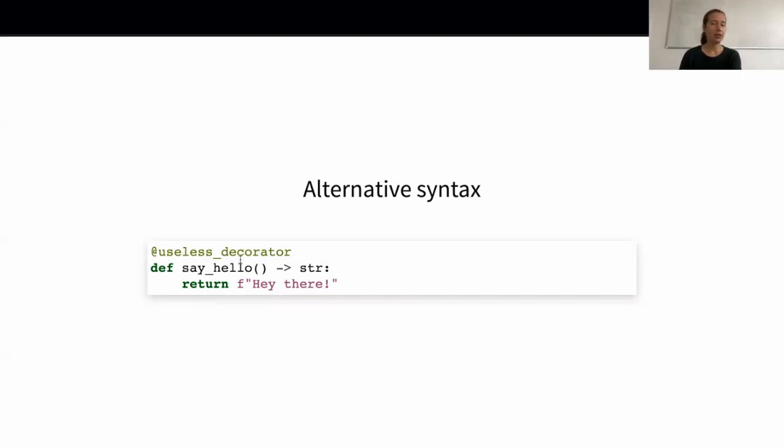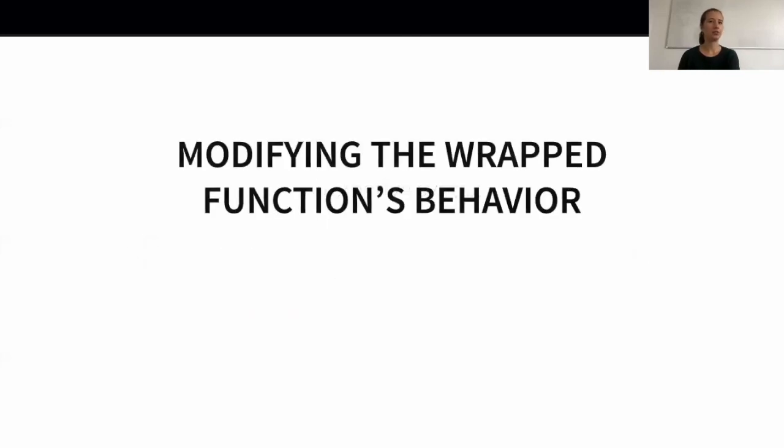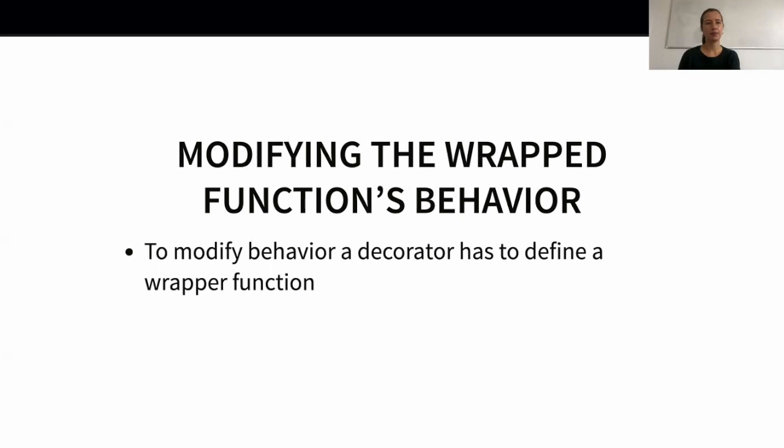Right now, our decorator only returns its input function, so the behavior of the sayHello function isn't changed at all. This is, of course, not particularly useful. So let's take a look at how we can extend or modify the behavior of the wrapped function. When we want to modify the behavior of the wrapped function, our decorator must be a little more complex.